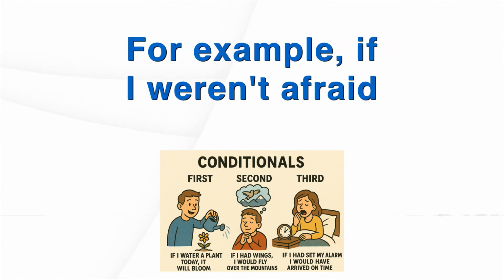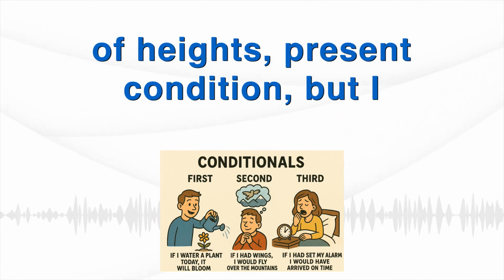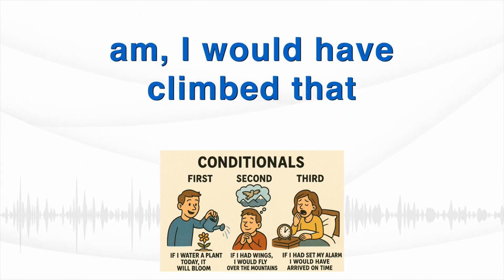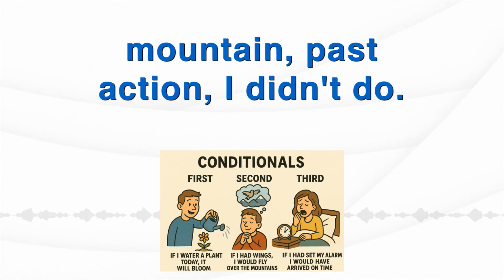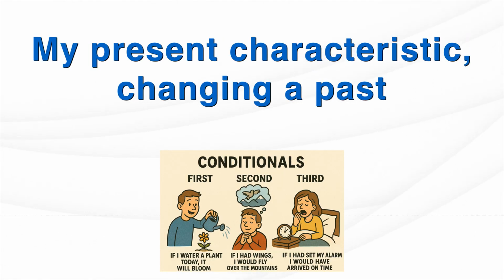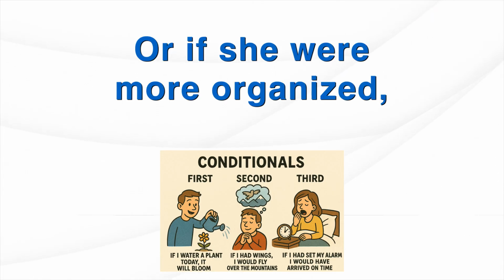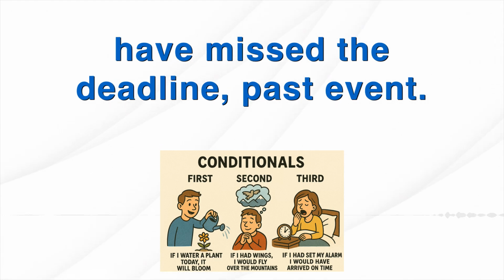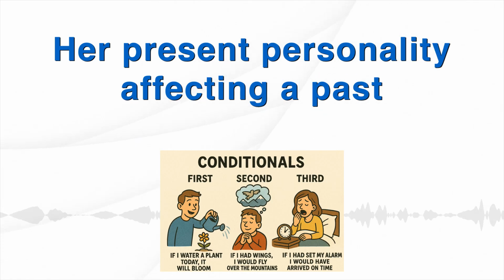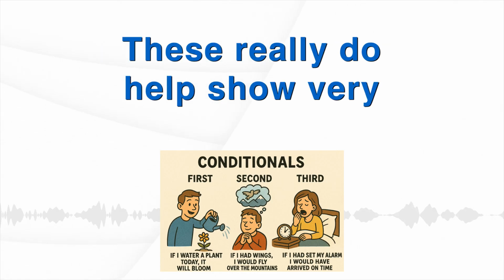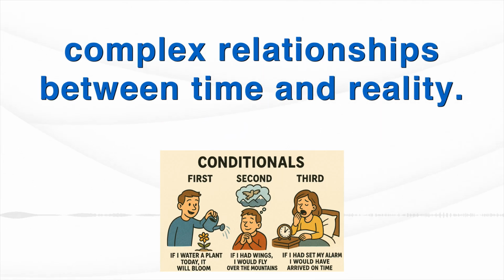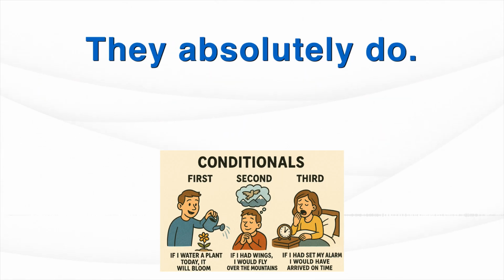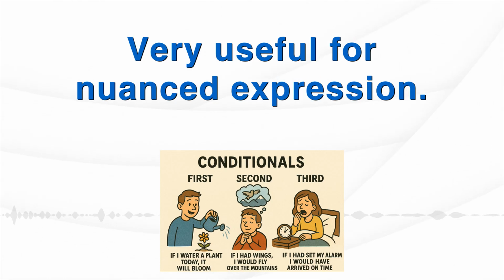For example, if I weren't afraid of heights, present condition, but I am, I would have climbed that mountain, past action I didn't do. Okay, my present characteristic changing a past action. Or if she were more organized, present characteristic she isn't, she wouldn't have missed the deadline, past event. Her present personality affecting a past outcome. Wow, these really do help show very complex relationships between time and reality. They absolutely do. Very useful for nuanced expression.